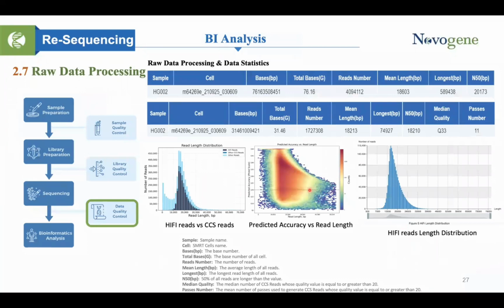This is the data quality control. Data quality control reports will be delivered regardless of whether the projects include bioinformatics or not. The two tables summarize the basic statistics of CCS reads and HiFi reads. The three visuals help to clarify the read length and the distribution.